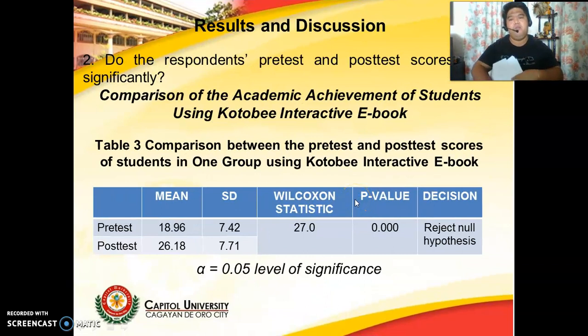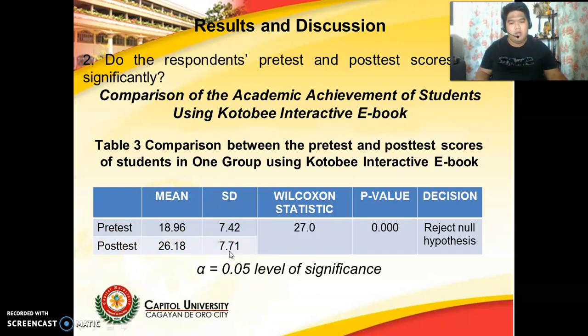Now, for number 2, do the respondents' pre-test and post-test scores differ significantly? This is the comparison of the academic achievement of students using the Co2B interactive ebook. Table 3, comparison between the pre-test and post-test scores of students in one group using the Co2B interactive ebook. The pre-test has a mean of 18.96 and a standard deviation of 7.42, and the post-test has a mean of 26.18 and a standard deviation of 7.71.